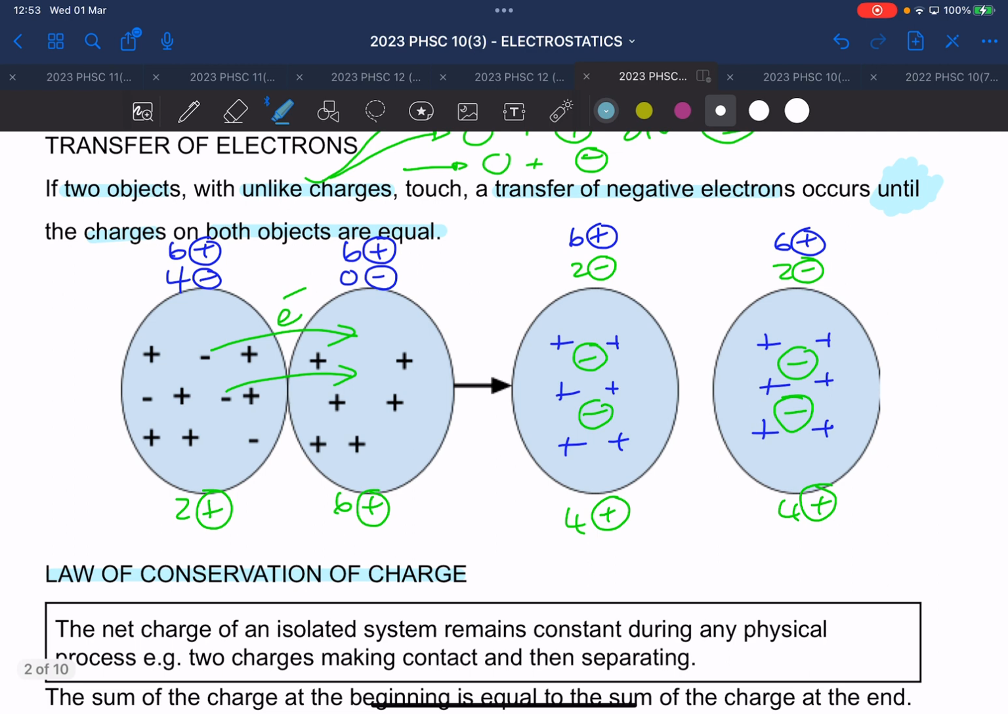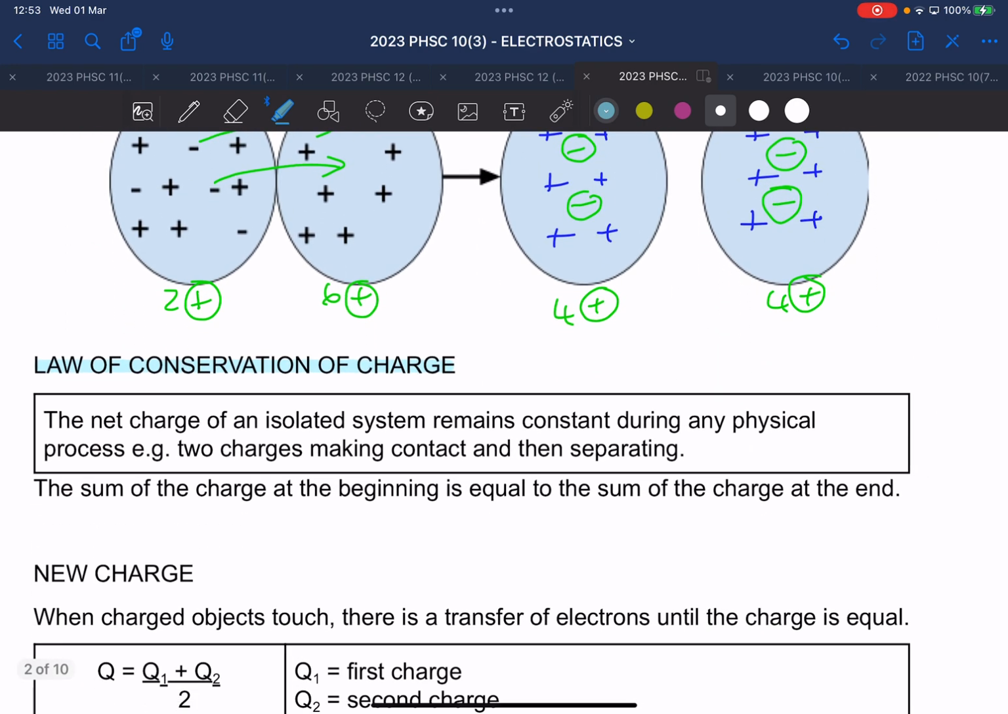So that is what we did here at the top. We had 12 protons and 4 electrons. At the end we have 12 protons and 4 electrons. We didn't lose electrons and we didn't gain them. So the total charge at the beginning is equal to the total charge at the end. That is what the law of conservation of charge means.